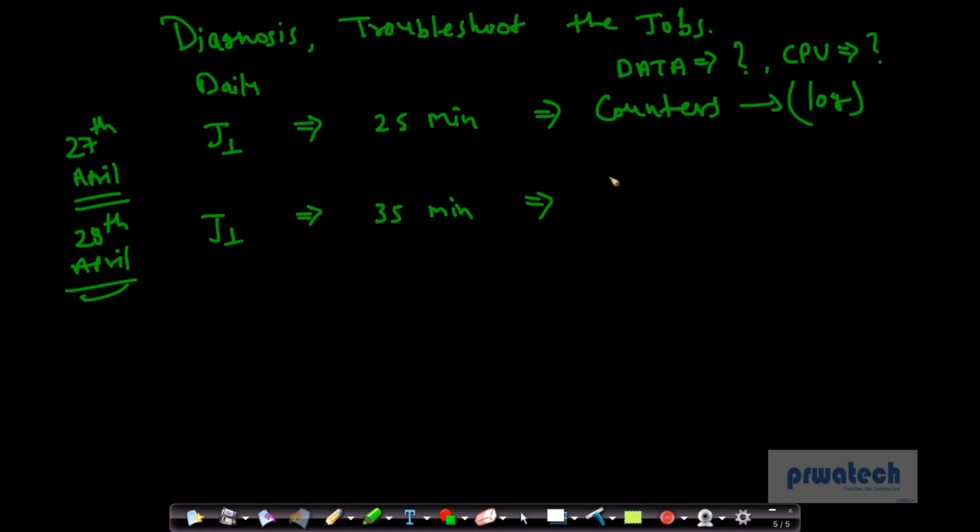Now the same thing I will check here also. What is the total data size on 28th April, and what is the CPU available on the same date? If I just check these two things, I can get to know why this is taking an extra 10 minutes compared to this. So let me say this is J1, this is J1 dash. Okay. So counters are helpful at times to encounter the problem.